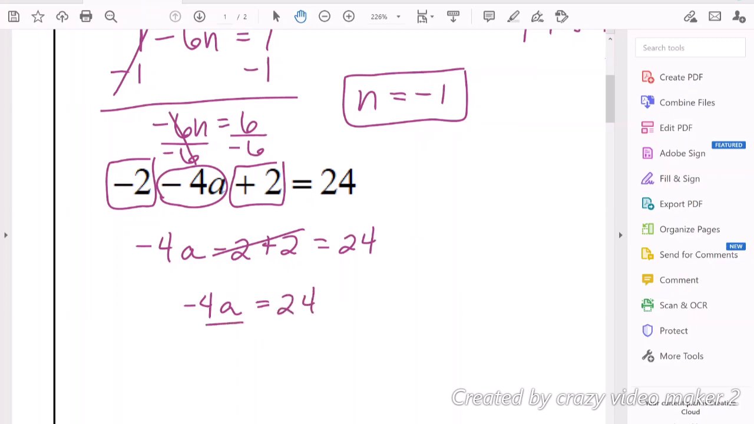And then to get rid of that negative 4 in front of the a, we divide by negative 4. Can't forget the sign, okay? You always have to divide by that number with its sign. So the negative 4 and the negative 4, they cancel. So a, and then 24 divided by negative 4. Well, what's 24 divided by 4? It's 6. But then we have a positive divided by a negative, so it's going to be negative 6. So a is negative 6. And again, if you plug negative 6 in over here for a, you should get out 24.